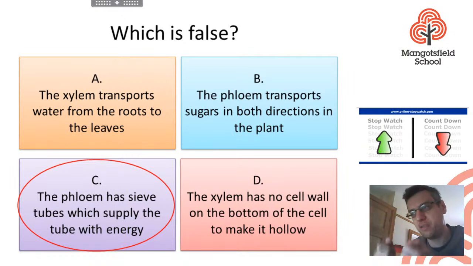So imagine like a sieve in the kitchen to sieve some things through and hold other things out. A sieve is something with holes in to let things through. Okay, so the phloem does have sieve tubes, but the sieve tubes have holes in to let nutrients through. It is the companion cells that provide the energy to push the nutrients along.